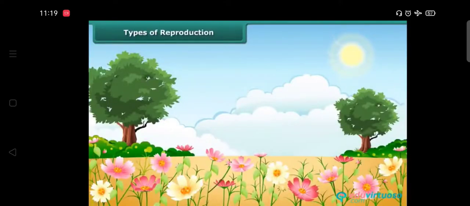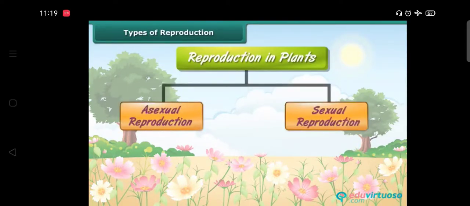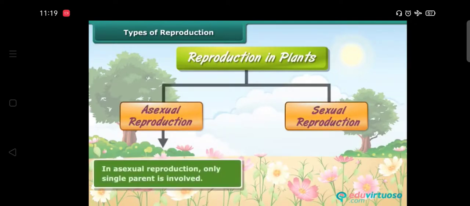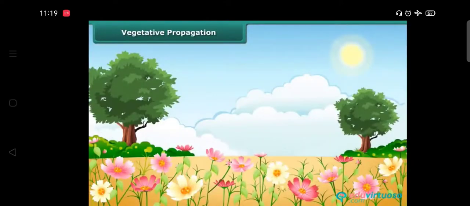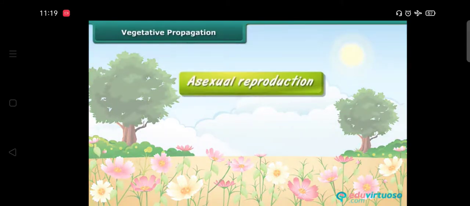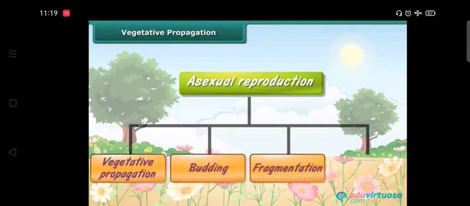Types of reproduction. Reproduction in plants can be achieved in two ways, namely asexual reproduction and sexual reproduction. In asexual reproduction, only a single parent is involved, whereas in sexual reproduction, both parents are involved. Let's study about them in detail. Vegetative propagation. Different methods of asexual reproduction are vegetative propagation, budding, fragmentation, and spore formation. Let's discuss them in detail one by one.